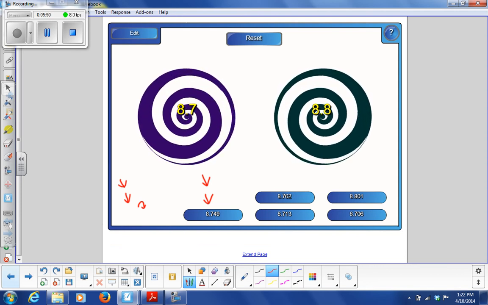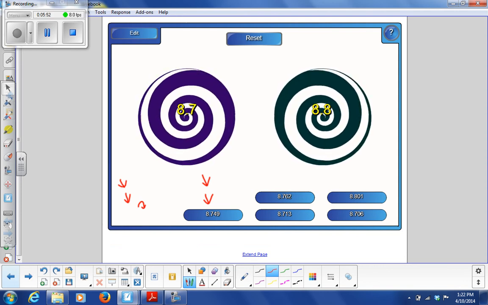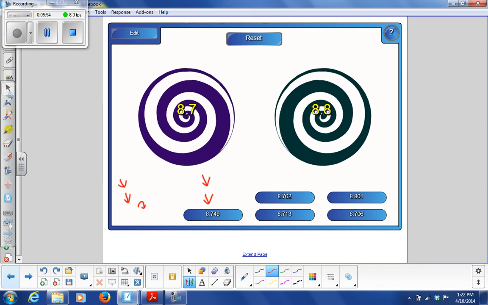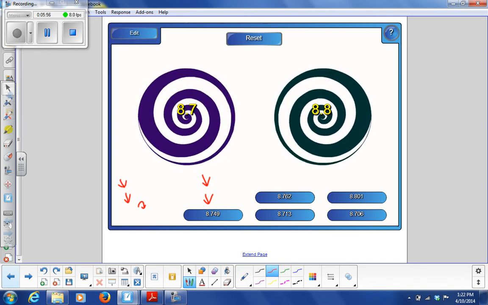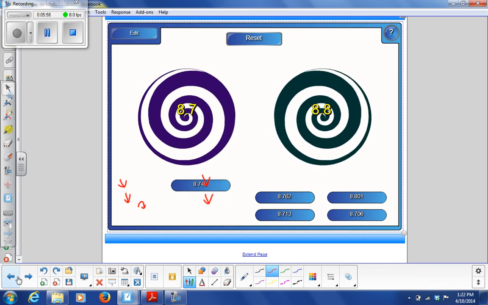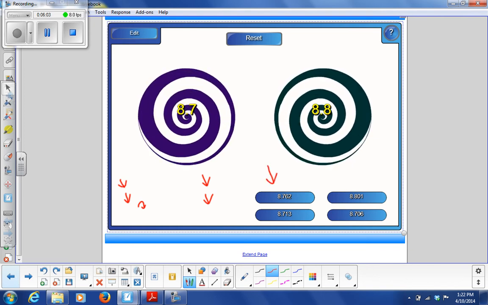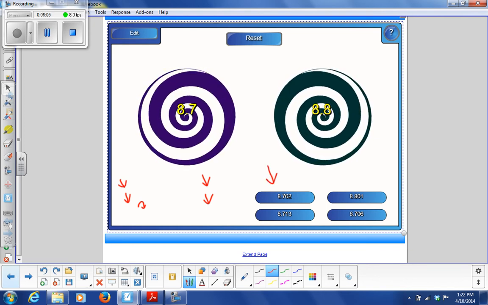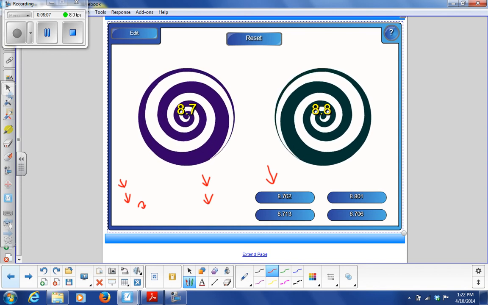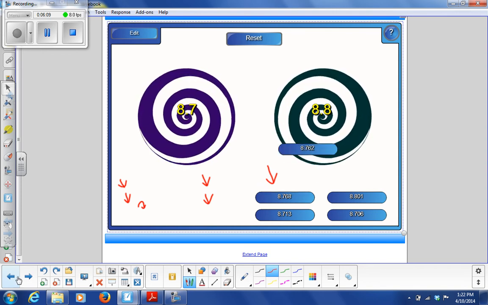All right, 8.749. I'm going to look next door to the 4. 4 is less than 5, and so that's going to stay the same at 8.7. All right, take a look at these. 8.762. I'm going to look next door to the 6. I know 6 is higher than 5, so I'm going to change that to an 8, so it'll be 8.8.